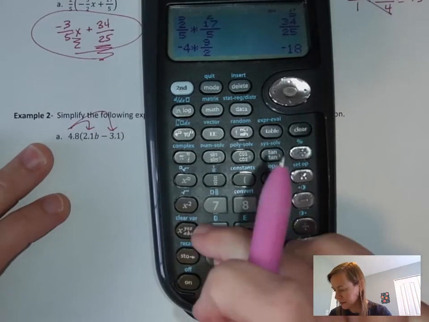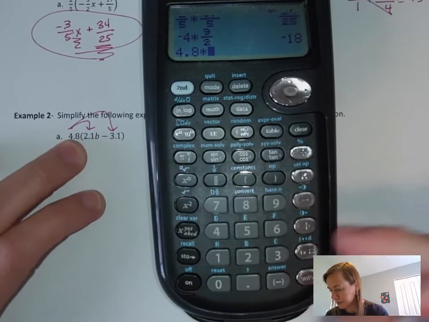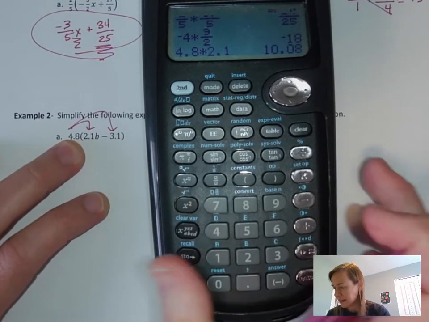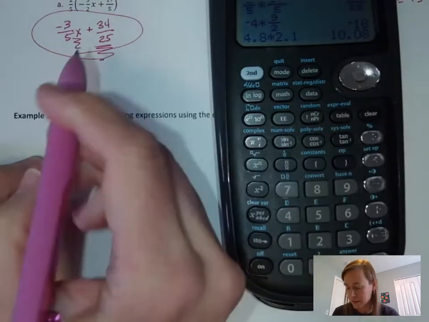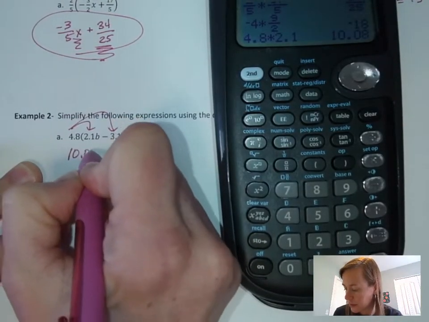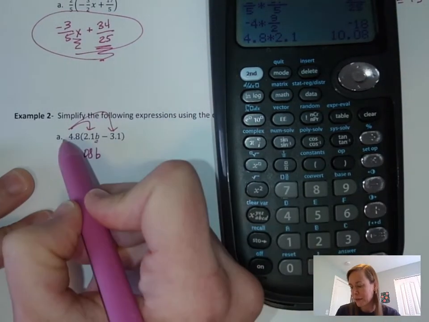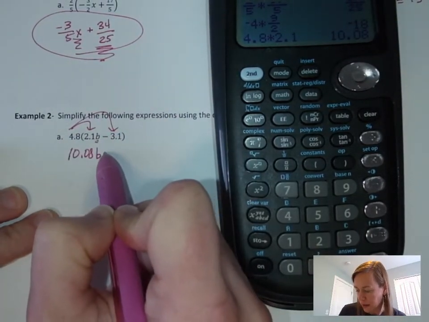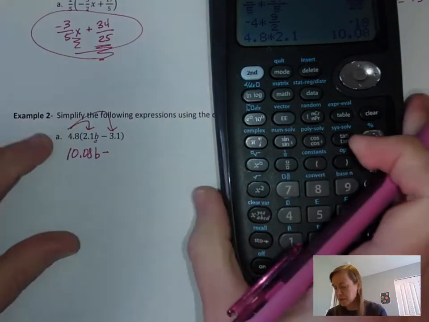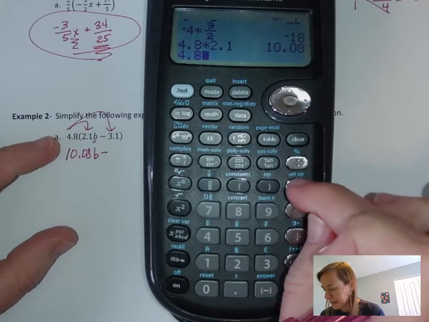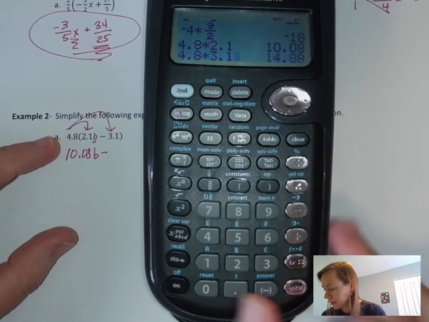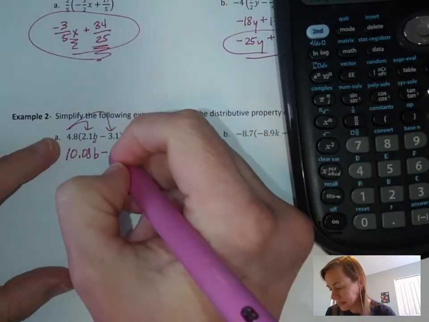So 4.8 times 2.1 is going to be 10.08. Don't forget the b, so it'll be 10.08b. Now we have a positive times a negative, so I'm going to go ahead and write negative. And then 4.8 times 3.1 equals 14.88.